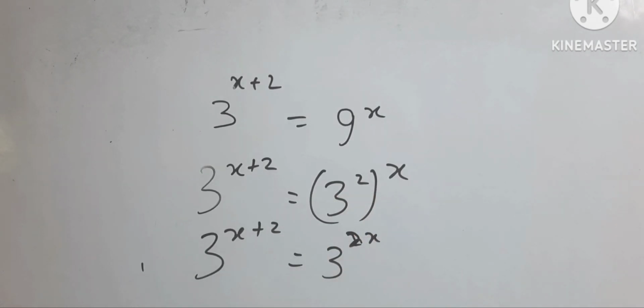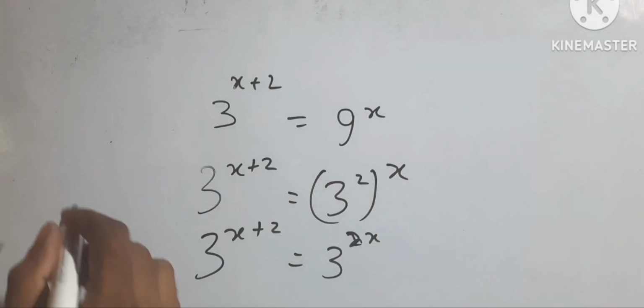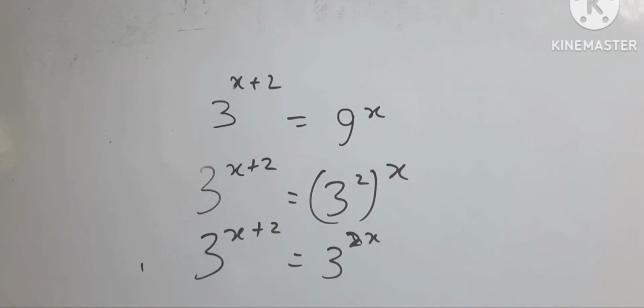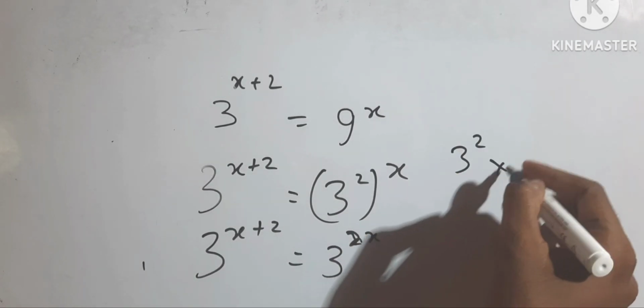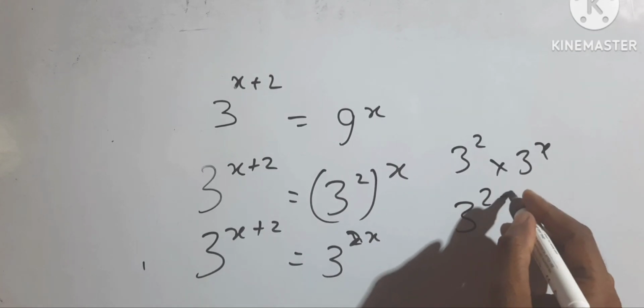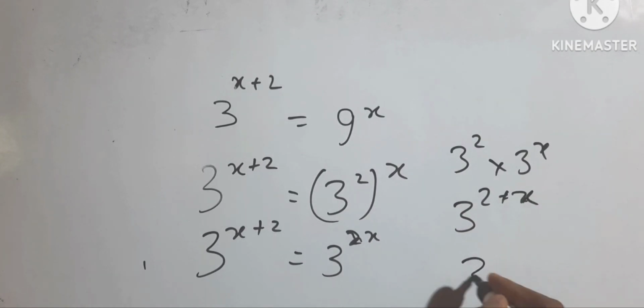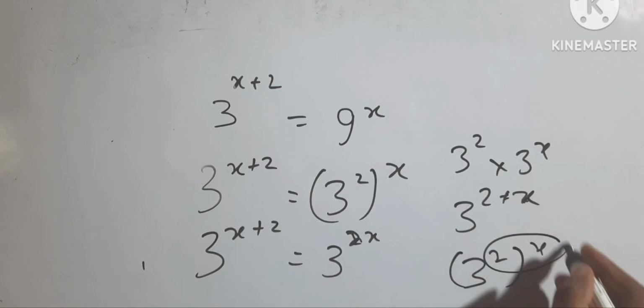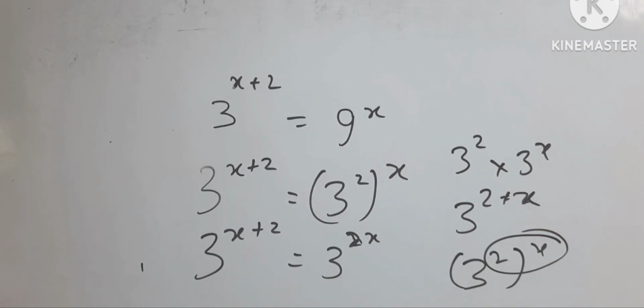Now 3 to the power 2 into x, 2x. You will say multiply means plus only, no sir. Here 2x is written, not 2 plus x. See, this multiply is different. If two different bases are there, like 3 to the power 2 into 3 to the power x, then you will write 3 to the power 2 plus x. But here we know this law already, I told you: the powers will be multiplied. So you're going to get 2x.